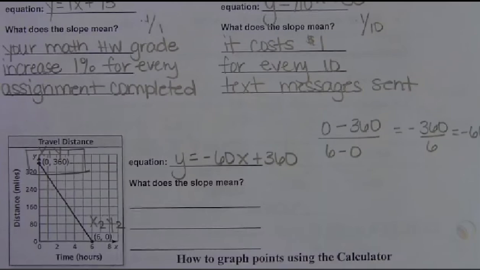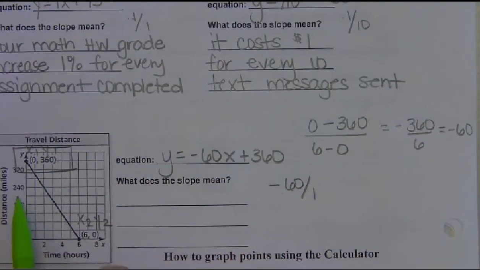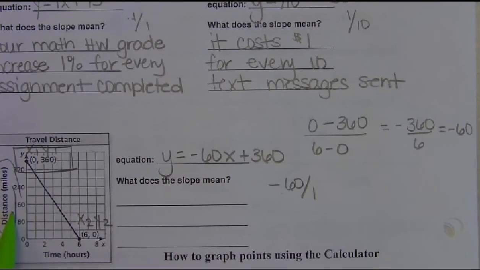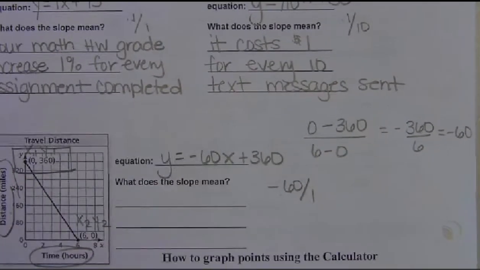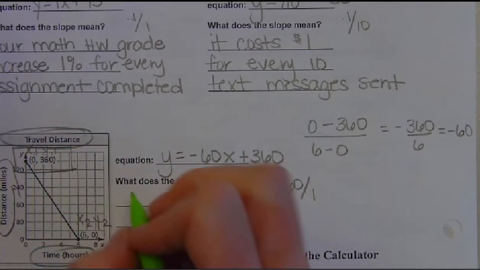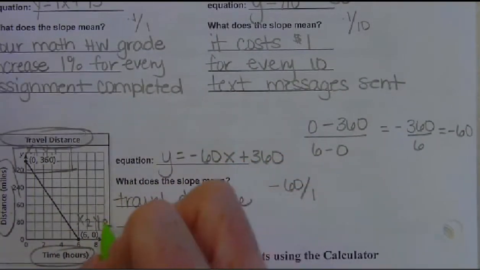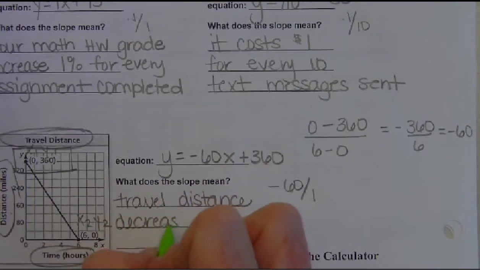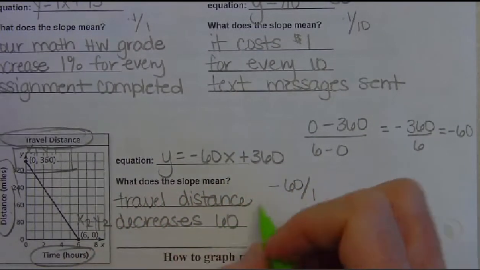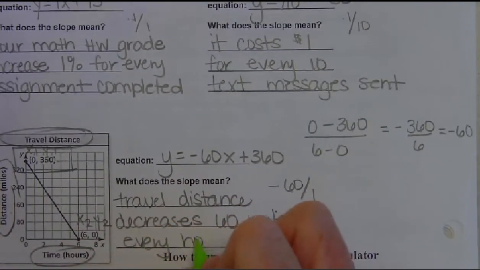In this case, my slope is negative 60 over 1. So the negative 60 represents the miles I've traveled, and the 1 represents the time. So what this kind of means is you are traveling, this is your travel distance. So your travel distance decreases 60 miles for every hour traveled.